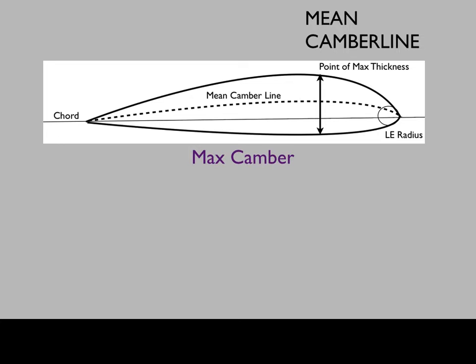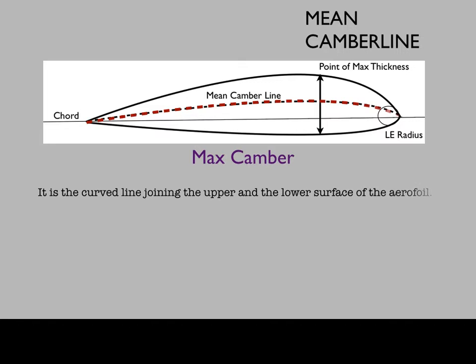Okay, we are going to define some more important parameters or definitions. The mean camber line. The mean camber line is the curved line joining the upper and lower surface of the aerofoil all along the aerofoil. The shape of the mean camber line is very important in determining the aerodynamic characteristics of an aerofoil section.